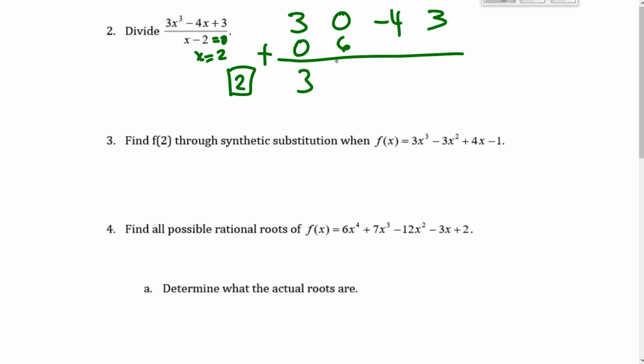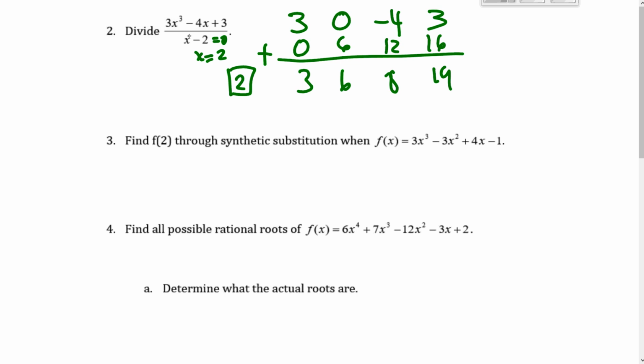And we multiply, we get 6. We add those, we get 6. We get 12. We get 8. Okay, so we get 8. 8 times 2 is 16, so we get 19. So here are the new coefficients of my answer to this problem.